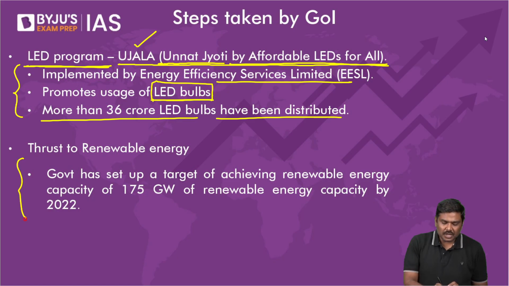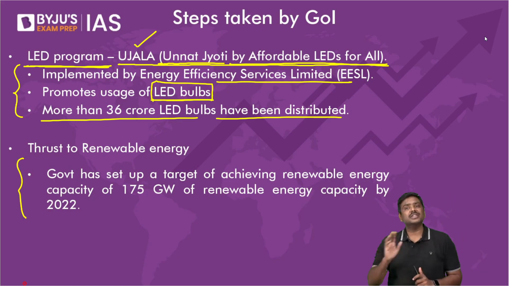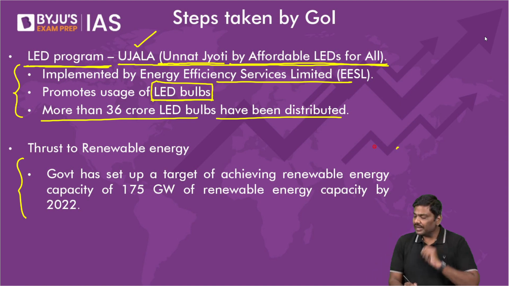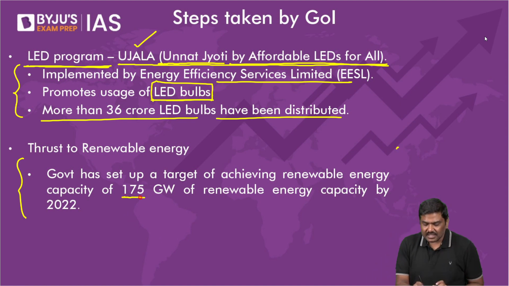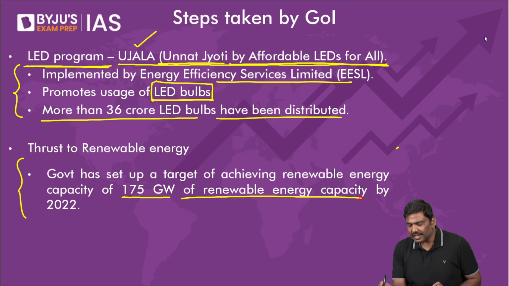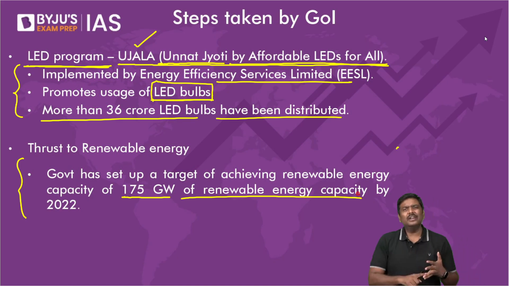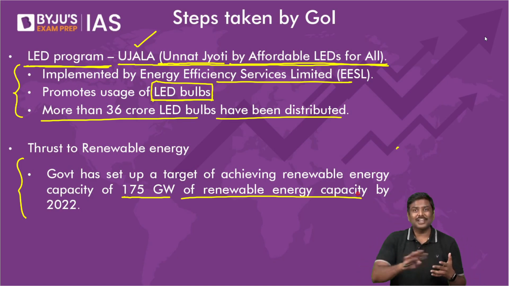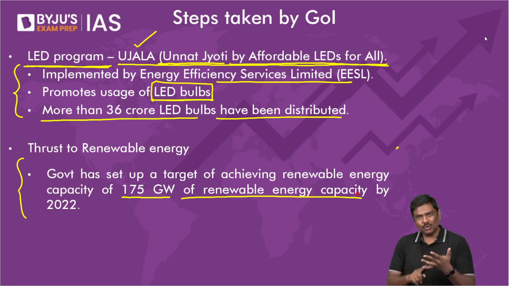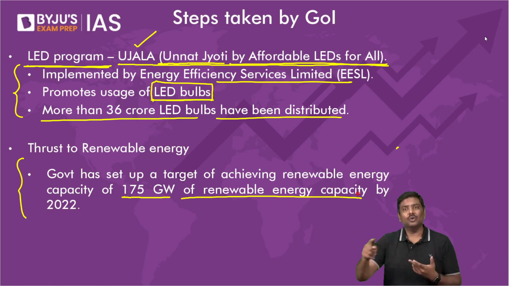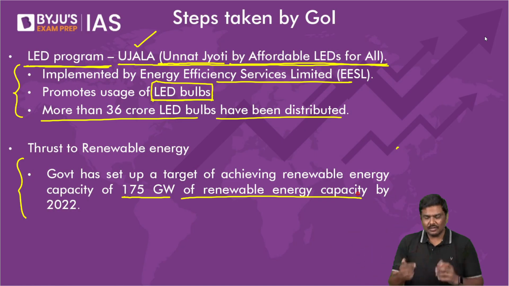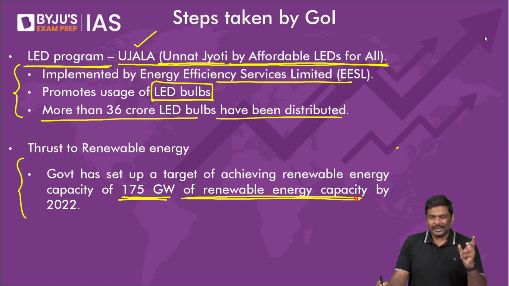Now, apart from this, the government is also promoting renewable energy in India. The Government of India set up a target of 175 gigawatts of renewable energy, that is solar, wind, hydro, and bio. Thermal is not renewable. These are the four components covered under renewable energy. The target was 175 gigawatts of renewable energy capacity by 2022.